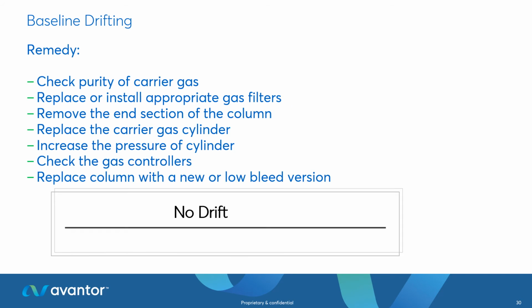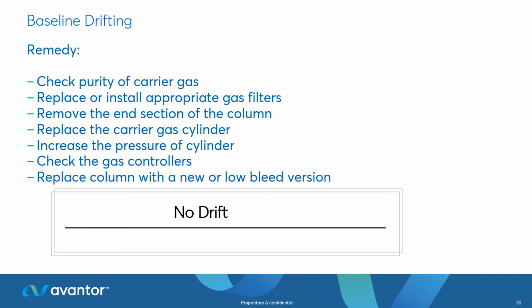In terms of the cure, the remedy, obviously check the purity of the carrier gas. Make sure that you're not running low on the gas cylinder and that the filters are all in specification and relatively new. If needed, replace the gas filters. If it's believed that it's the column, then look to remove the end section of the column in order to remove the possibility of impurities coming from that particular part of the column.